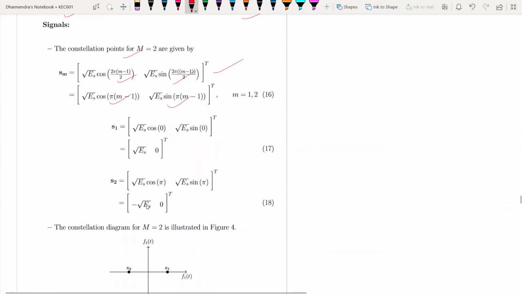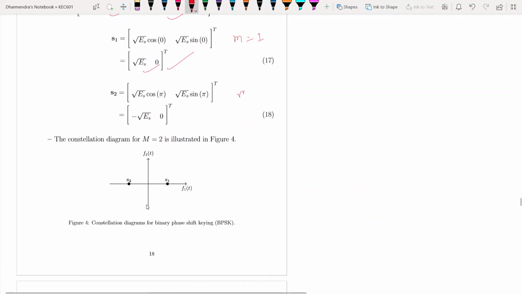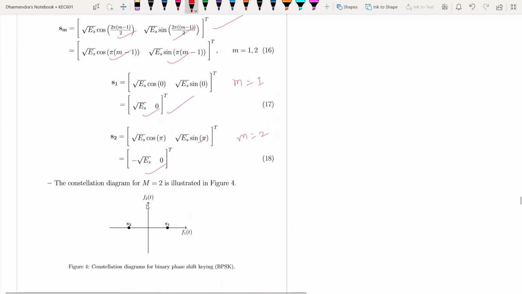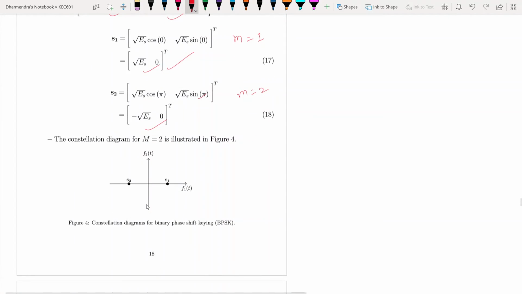If I take small m as 1, this will be cos 0, this will be sin 0, so I will get this one. If I substitute M equal to 2 in equation number 16, cos pi, sin pi, sin pi is 0, so I will get this one, and cos pi is minus 1. If I plot, this is a one-dimensional signal, and this is the constellation diagram, the space diagram for BPSK.